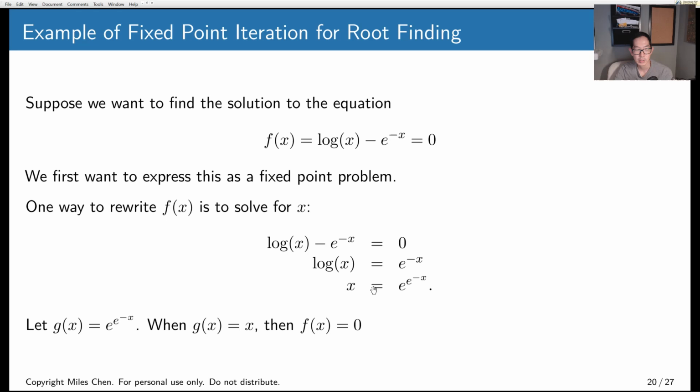And so now, if I let our function g of x equal e to the negative x, then when g of x is equal to x, that's going to be the same location where f of x, that is log of x minus e to the negative x, is equal to 0. So if we can figure out the fixed point of this, we're going to get a root of f of x.